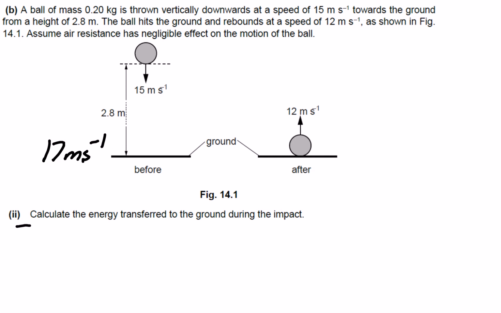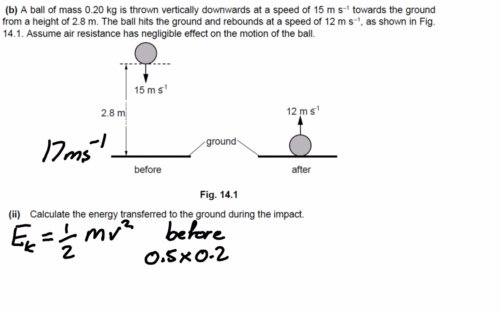So first of all, kinetic energy is half mv squared. So if we work out before, I've got a mass of 0.2 kilograms. So 0.5 is my half, multiplied by my 0.2, and multiplied by 17 squared. And then afterwards, we've got again a half, 0.5, multiplied by the mass, which is 0.2, multiplied by 12 squared.